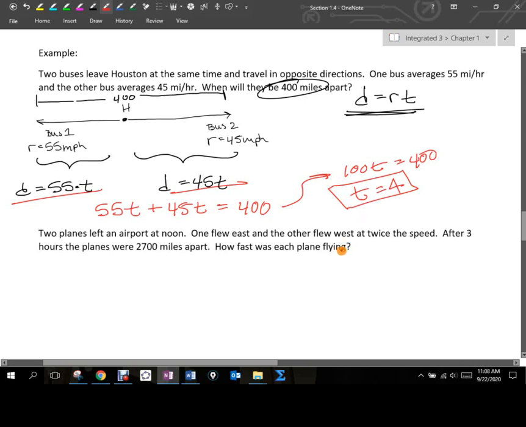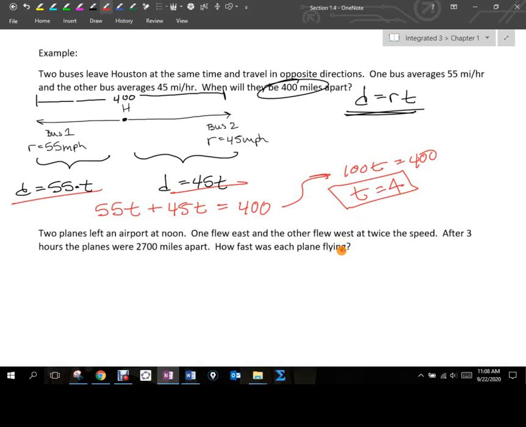And all my units were miles per hour, right? So it's 4 hours in this case. So it takes 4 hours for them to become 400 miles apart. Sometimes I like making that little one there at the bottom, but we just talked through why.